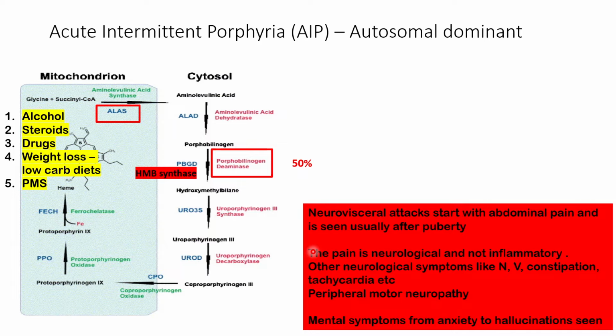Why does this occur? Because ALA and PBG, which are increased, cause autonomic dysfunction, of the autonomic nervous system.